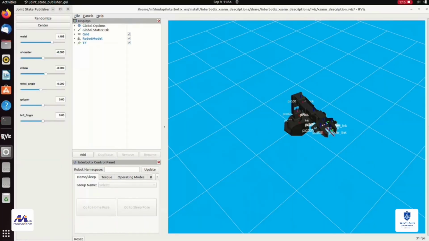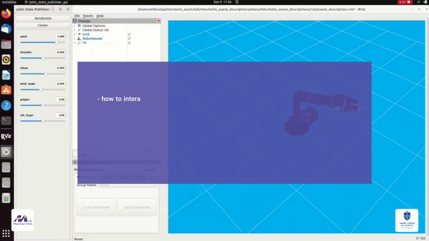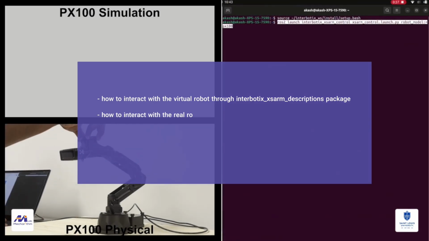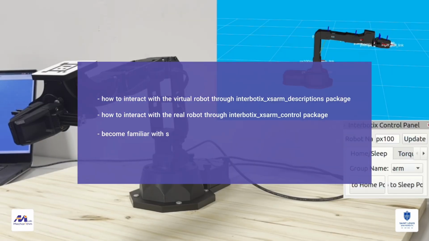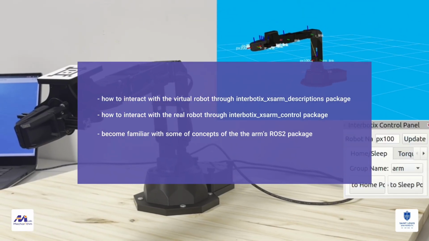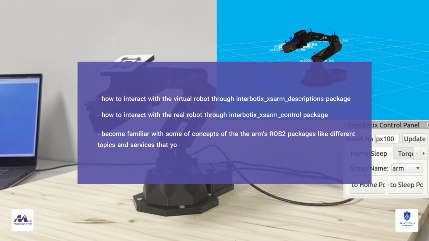So by the end of this part, you should know how to interact with the virtual robot through the interbotix_xsarm_descriptions package, how to interact with the real robot through the interbotix_xsarm_control package, and become familiar with some of the concepts of the Arm's ROS packages, like different topics and services that you have available.